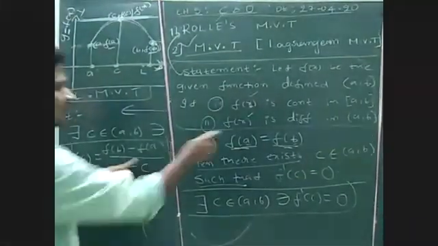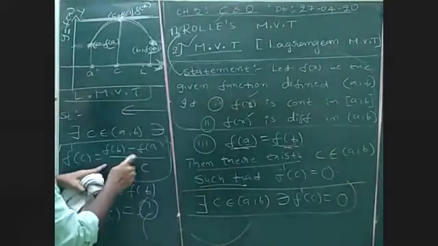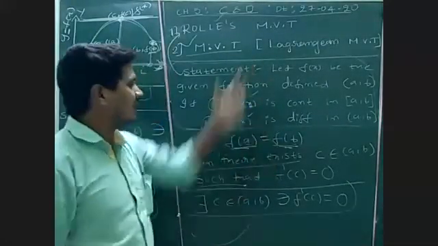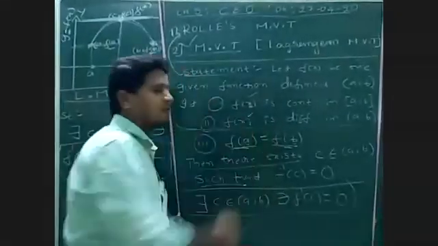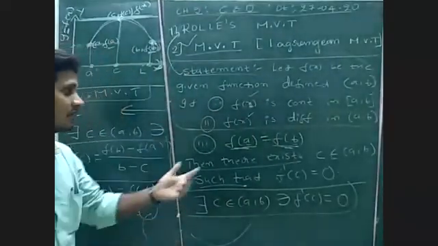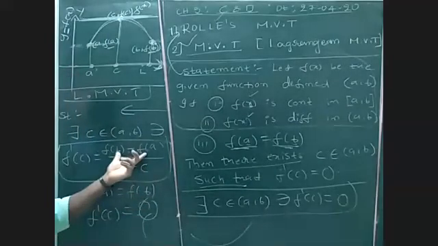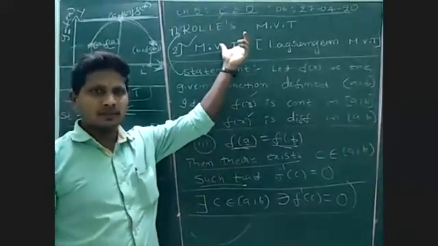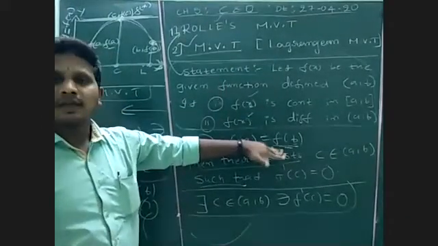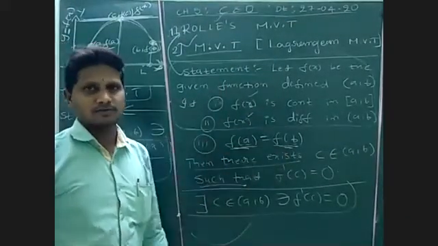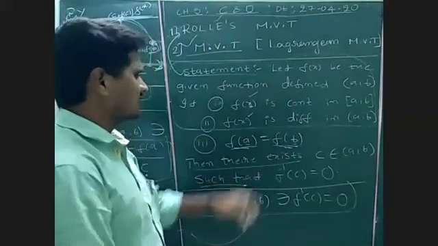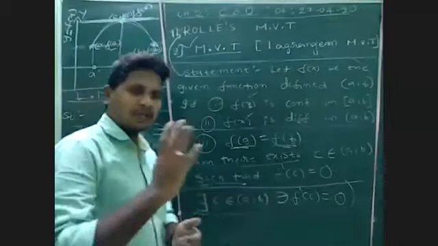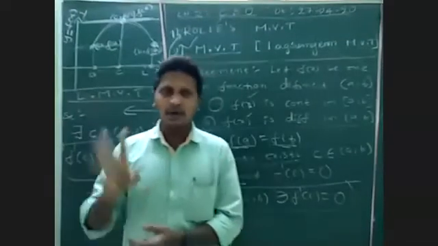So here, what is the third condition? Actually, in Rolle's mean value theorem, f of a is equal to f of b, but in Lagrange's, f of a is not equal to f of b. Otherwise, if f of a equals f of b, it again becomes Rolle's. In Rolle's equal, in Lagrange's not equal. But we cannot write that condition. Finally, how many theorems are there? Only two theorems. What is the statement?